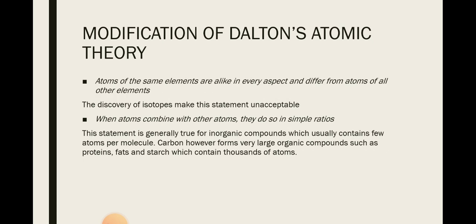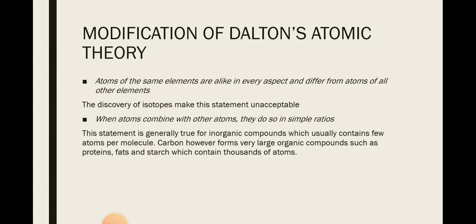The third one is that atoms of the same element are alike in every aspect and differ from atoms of other elements. This statement is wrong, because the discovery of isotopes makes it unacceptable. What are isotopes? Isotopes are atoms of an element that have the same proton number but different neutron number. They have the same atomic number but different mass number. So this statement by Dalton is wrong due to the discovery of isotopes.